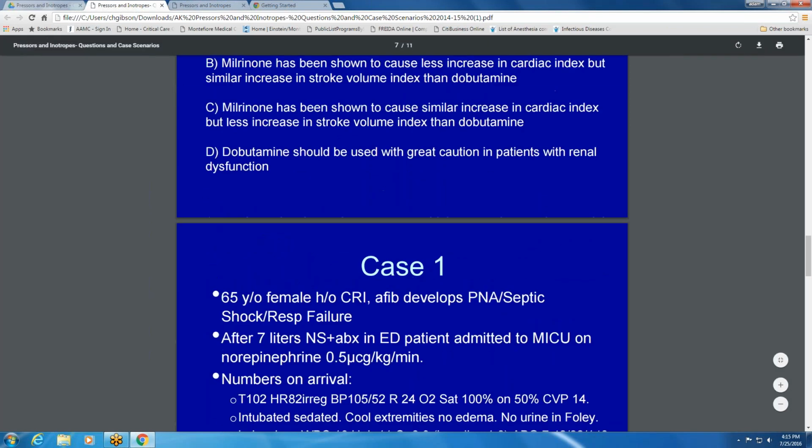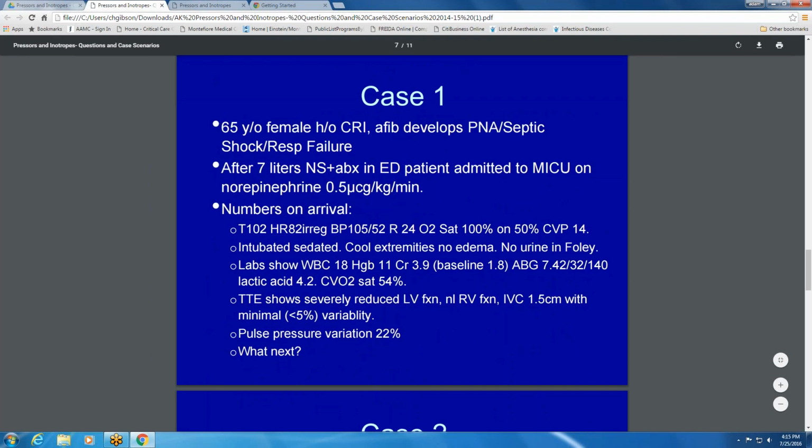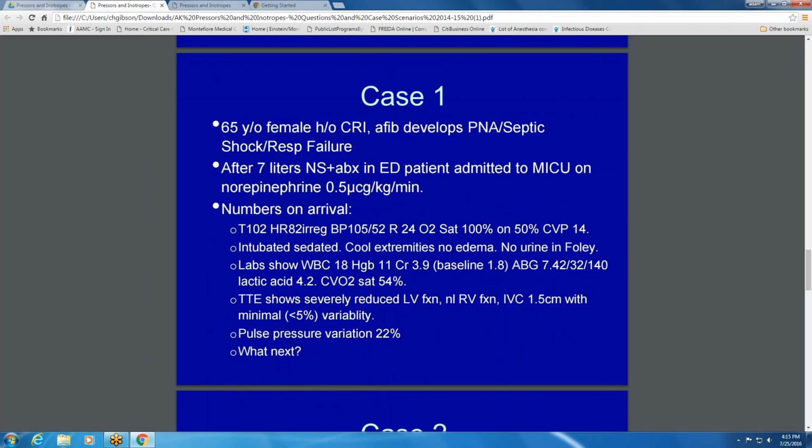Okay, we'll do some cases. They're more fun, I think. Case 1: 65-year-old female, chronic renal insufficiency, AFib, pneumonia, septic shock, respiratory failure. Your average consult.